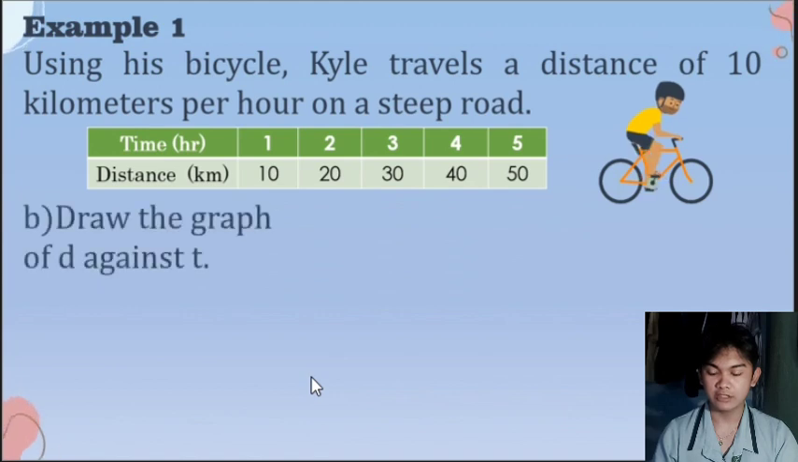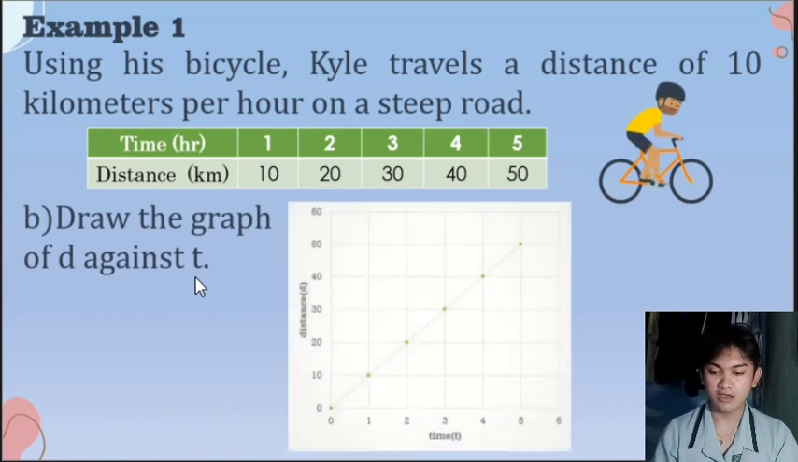So the second question, or the second task: draw the graph of d against t. So using a graph, we have to draw the graph for this table of values. Since the first value for time is 1, and when time is 1, our distance is 10, so 10 and 1, this will be our point here. For the second value, 2 and 20, here is the point. So 3 and 30, 4 and 40, and 5 and 50.